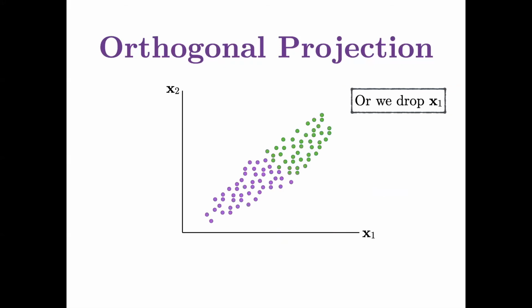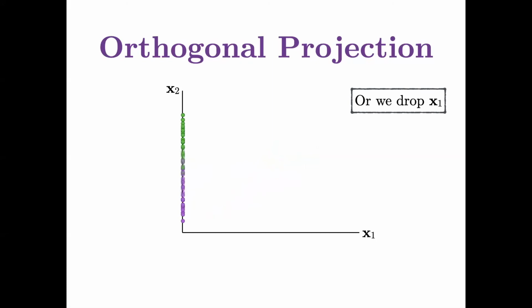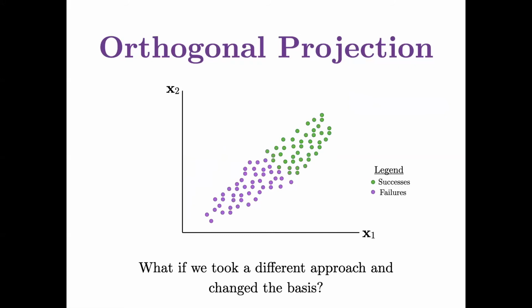Now, the same thing would happen if I drop x1. This animation is going to move a little faster because for some reason I could not get the dots to move at a precise right angle. But the resulting projection is correct. And again, I have this overlap in the middle. So if I were to use only x2, I would have difficulty coming up with a rule to separate the successes from the failures. Now, what if we took a different approach and we decided to change the basis?